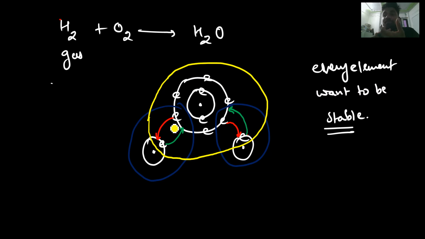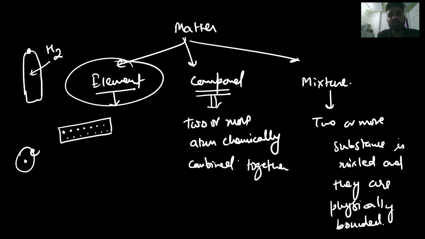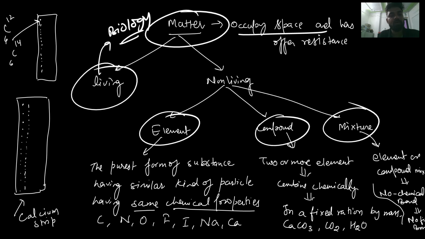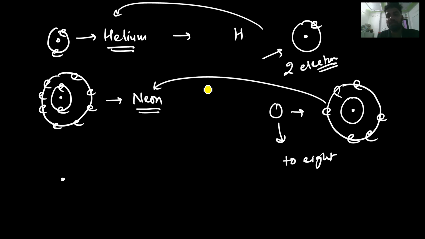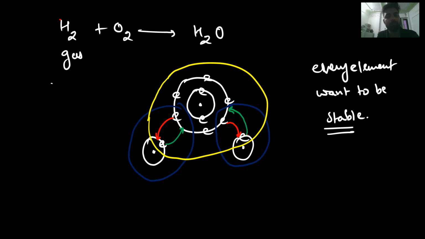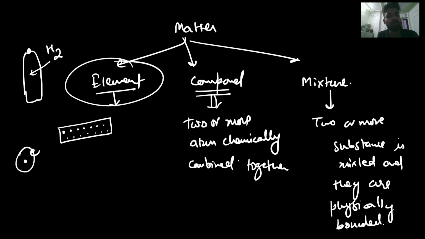That's why when the oxygen has 8 electrons in its outermost shell, it will not behave like oxygen, it will show the properties of neon. And when this hydrogen atom gets 2 electrons, it will start showing the properties of helium. It will not show the properties of hydrogen atoms. I was just explaining here that this was the oxygen atom. Let me explain.